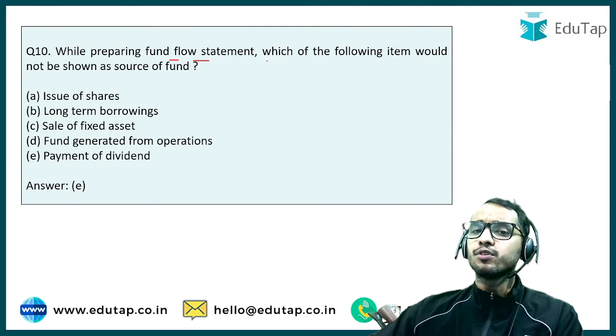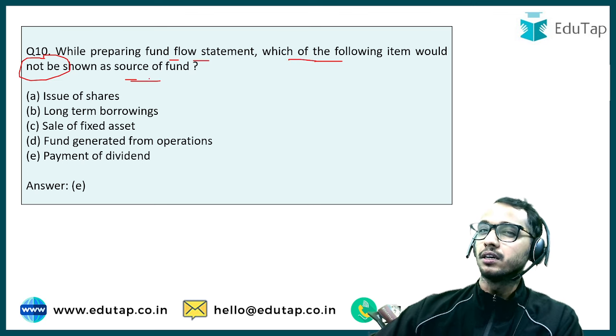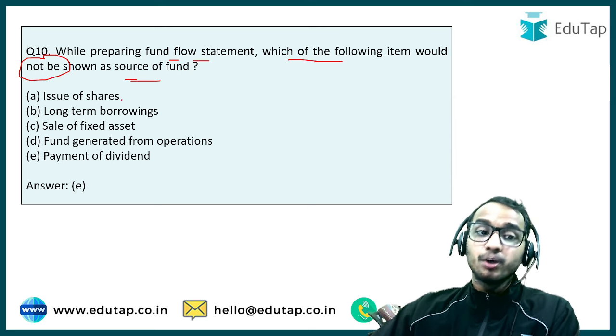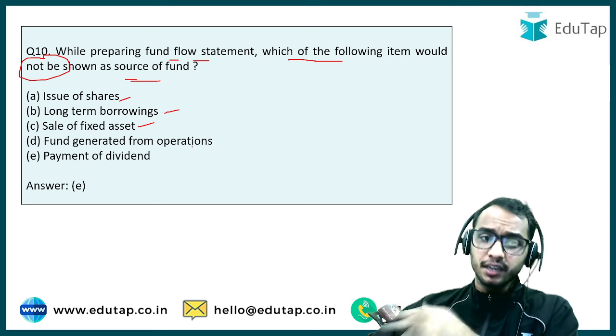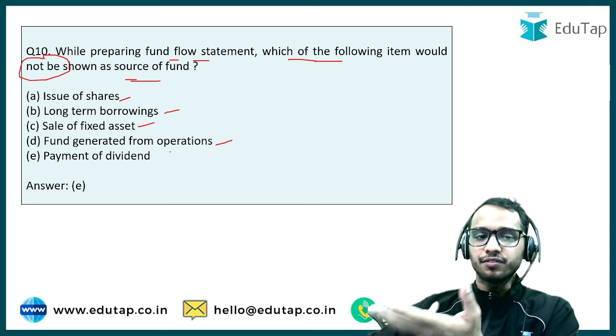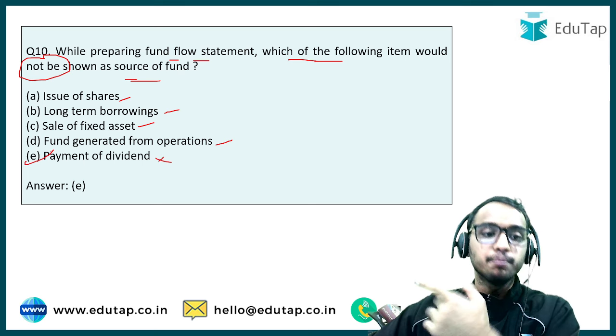Now let's look at the question again. While preparing the fund flow statement, which of the following item would not be shown as the source of fund? From where you are not generating your funds. Issue of share, you are generating it. Long-term borrowing, you are generating your fund. Sale of fixed asset, you are again generating it. Fund generated from operation, we have seen this. Also, you are generating the fund. Payment of dividend, no. This is the application. So answer would be option number E.